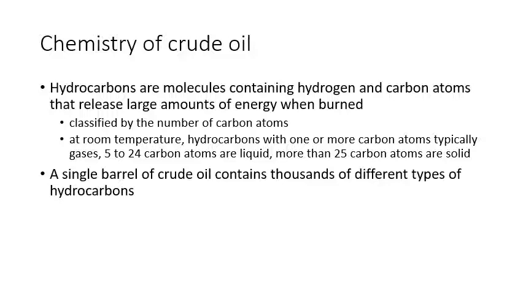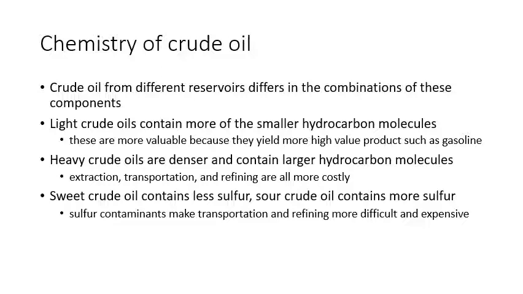A single barrel of crude oil contains thousands of different types of hydrocarbons. Crude oil from different reservoirs, different parts of the world, differ in the combinations of these components. We have light crude oils containing more of the smaller hydrocarbon molecules, and these are more valuable because they yield more high-value products such as gasoline. The smaller hydrocarbon molecules are more volatile, meaning they're more flammable, they contain more energy, and they're easier to process. And so if you're a refiner, you want light crude oil. It's less work to pull smaller hydrocarbons out of a light crude.